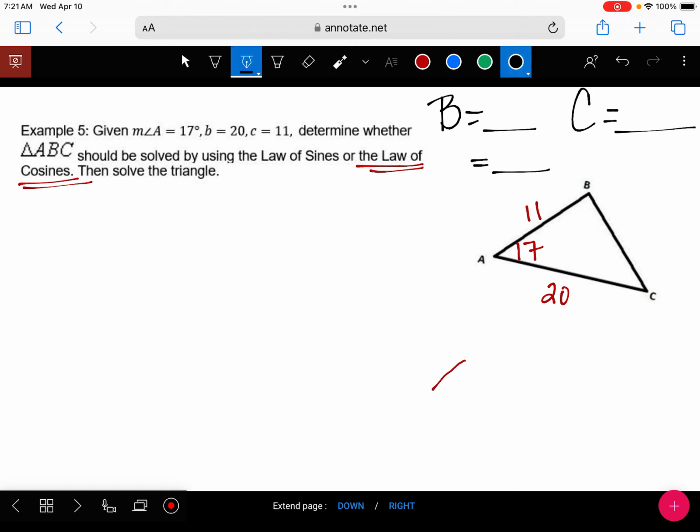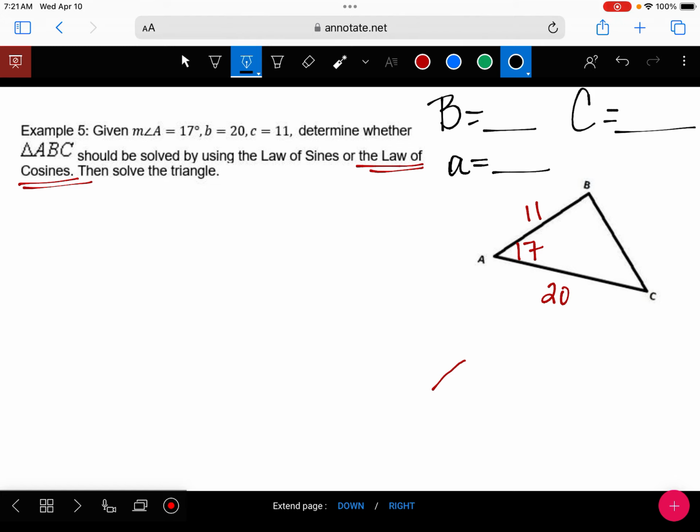So where are we starting off? Which of these three parts? That's the hard part of the test, because I'm not going to guide you through it. Who says we're going to start with angle B? Who says angle C? Who says side A? I would agree. So let's go ahead and find little a.